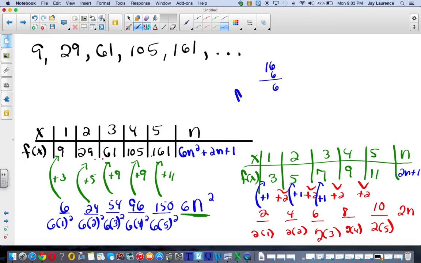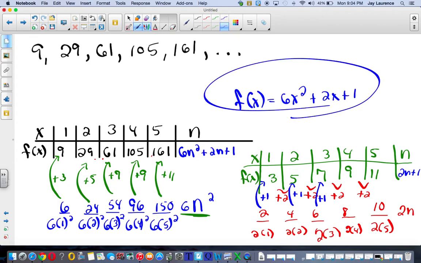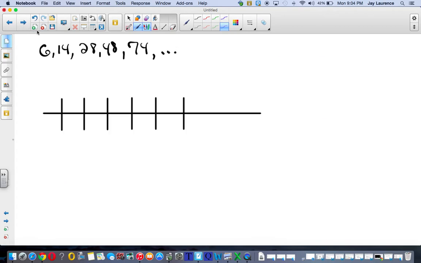So my function is going to be f of x equals 6x squared, let me get rid of this scratch work here, plus 2x plus 1. It's pretty easy to do. You just had to do 2 problems in one. The first part was discovering the quadratic part. And the second part was discovering the linear part of the function. Okay, it still is a quadratic function, but you had to do 2 tables. All right, let's do one more like that, and then we'll wrap up this video.